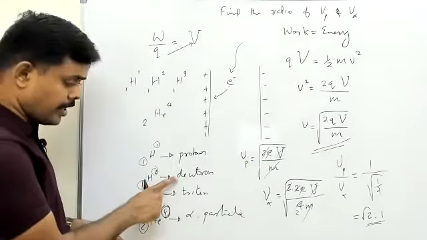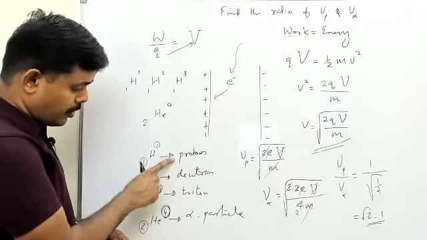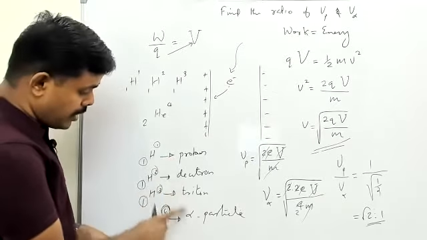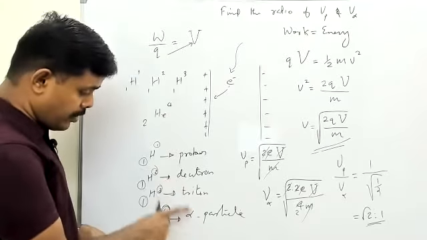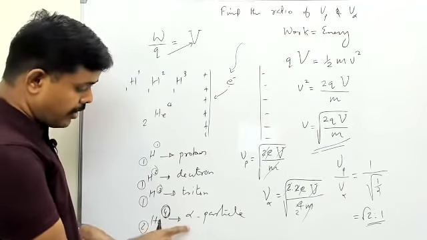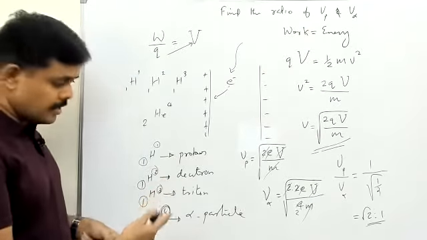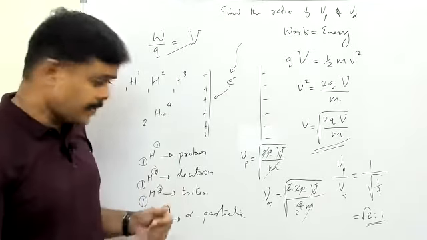They might give you proton and neutron. Question number 2, proton and triton. Question number 3, proton and alpha particle. Question number 4, deuteron and triton. Question number 5, deuteron and alpha particle. Question number 6, triton and alpha particle. There can be different questions, and you have to identify the particles here.